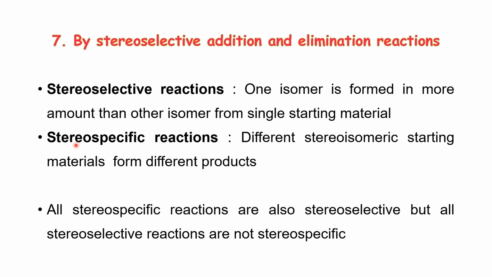Whereas a stereospecific reaction means if you treat two different isomers, if you allow them to undergo same kind of reaction, they will form different products. So here B gives D, C gives E. So it depends upon the course of reaction which isomer will react to form which product. Usually all stereospecific reactions are stereoselective also, but stereoselective are not always stereospecific.